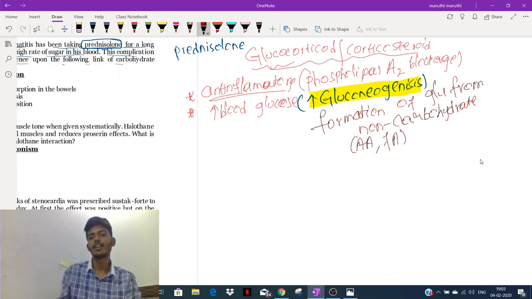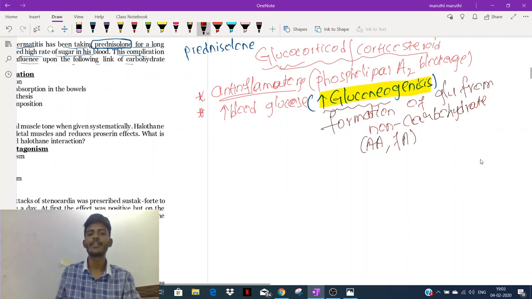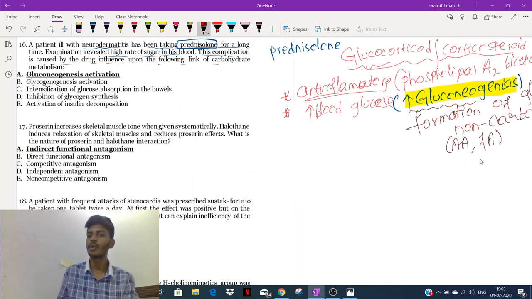So they increase the blood sugar by gluconeogenesis. Now, what did they ask? The patient was taking prednisolone. Prednisolone is a type of corticosteroid. If it is a type of corticosteroid, what will it do? It will increase the blood glucose. How will it increase the blood glucose? By gluconeogenesis.